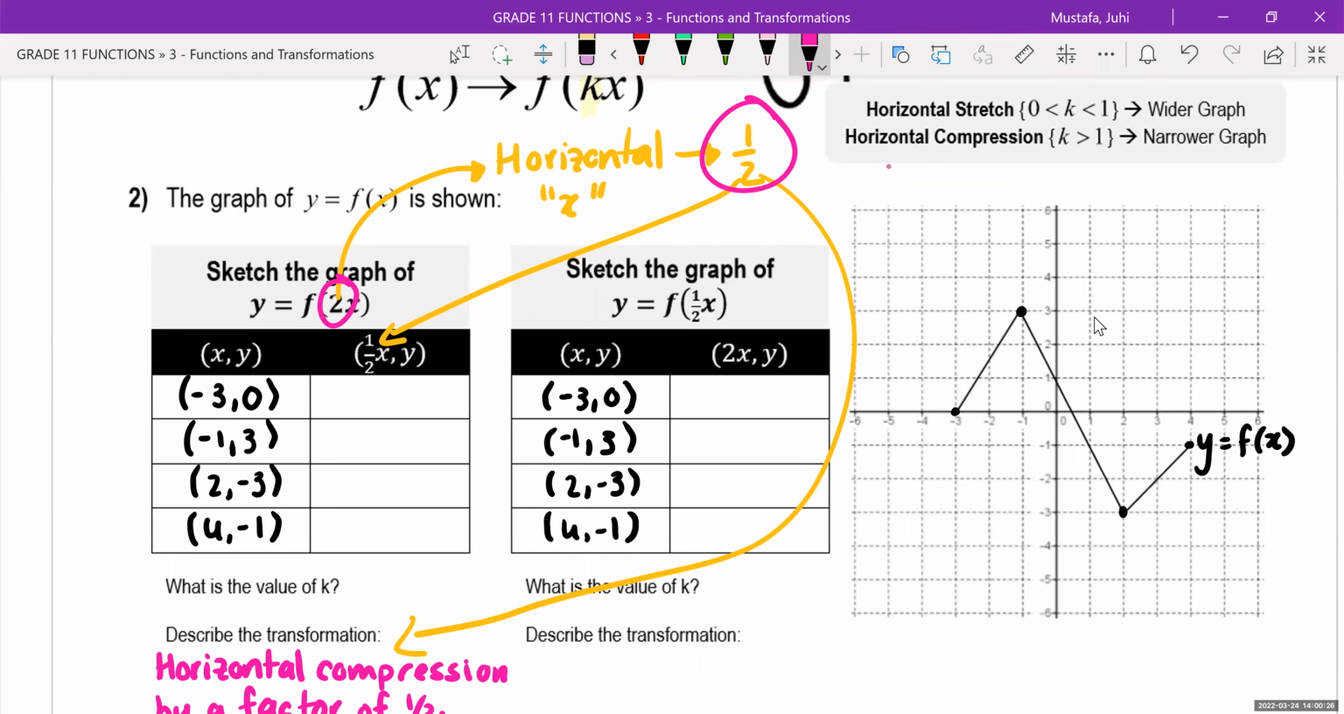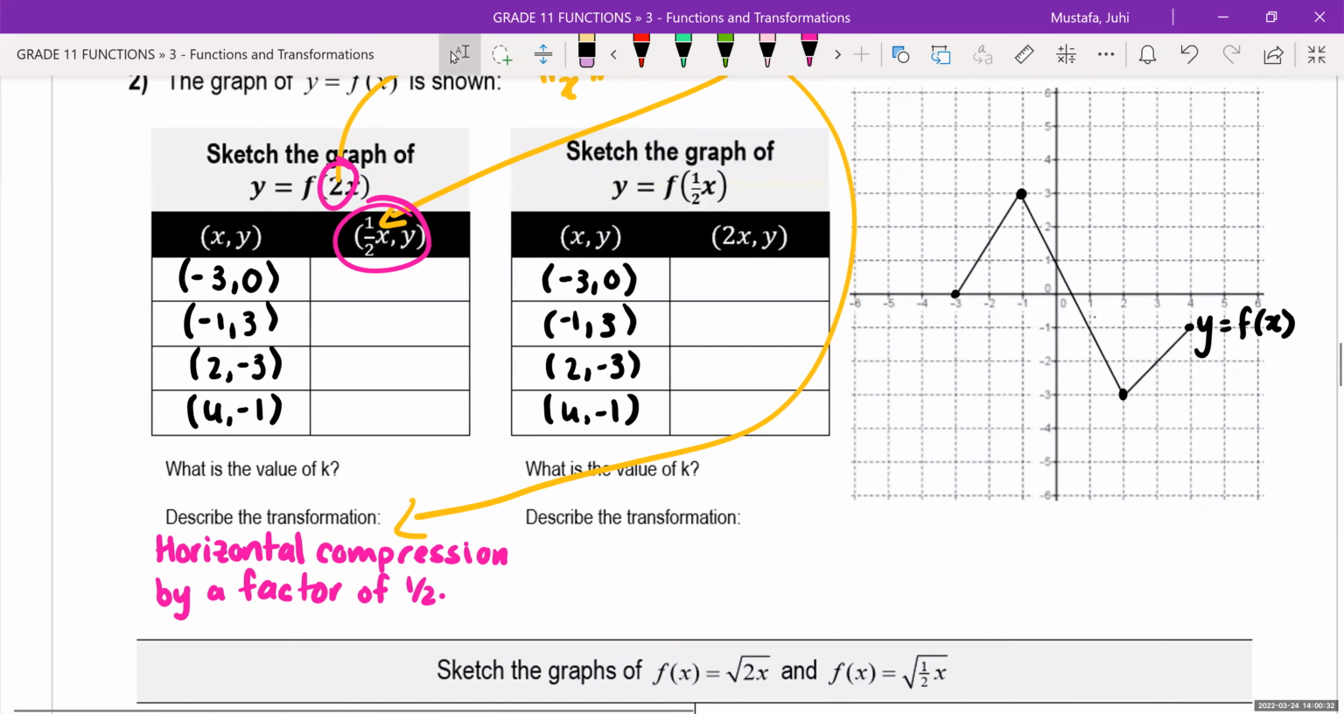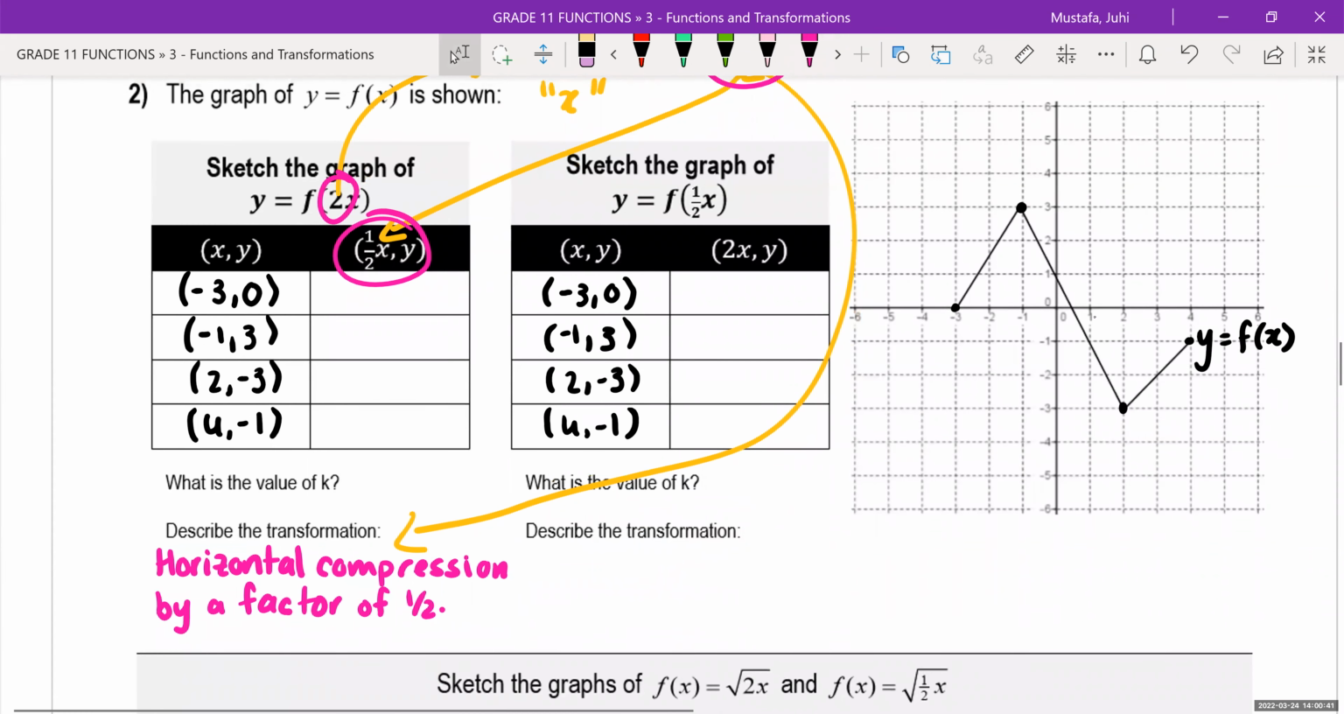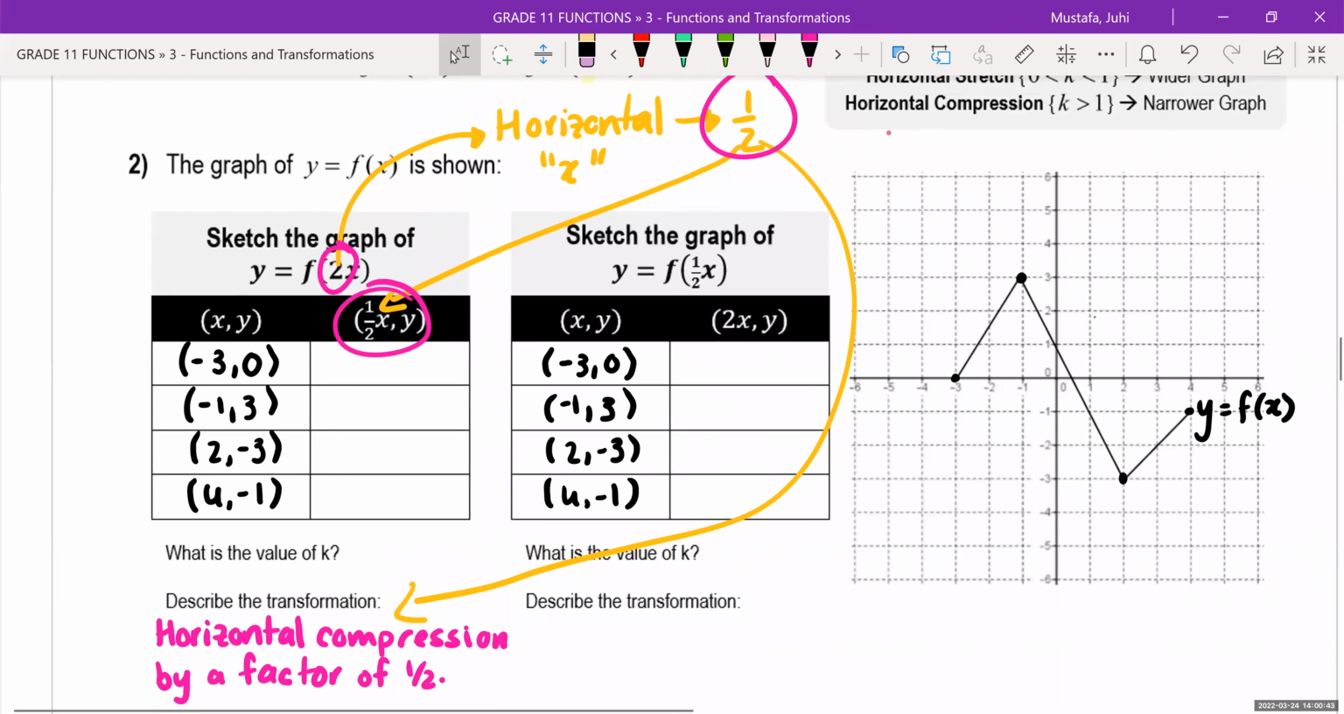And where do I use these numbers? I use them for my actual mapping coordinates. So I'm going to multiply my x with a half. And I use it when I'm doing my description. So a half is always a compression, which means it's going to be a horizontal compression by a factor of a half.